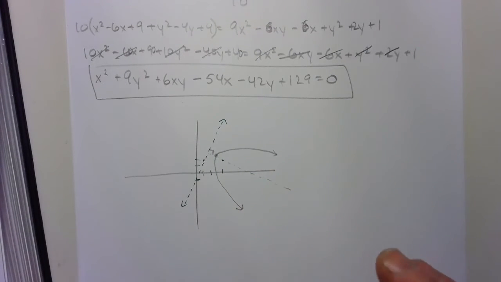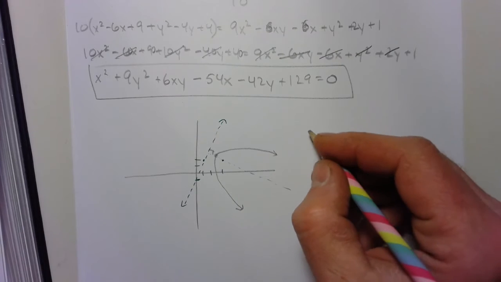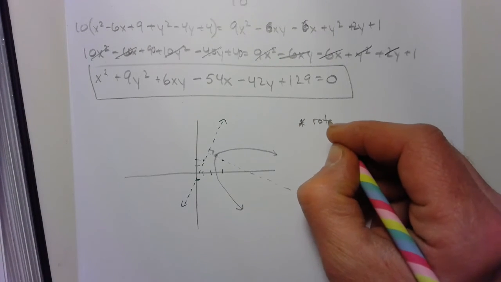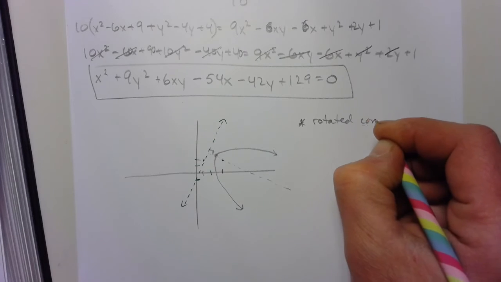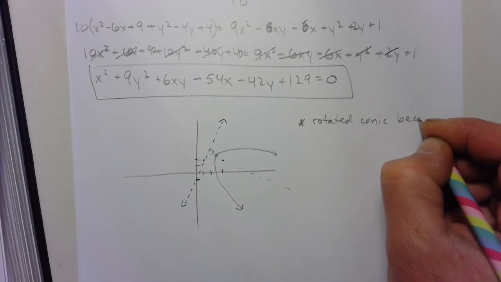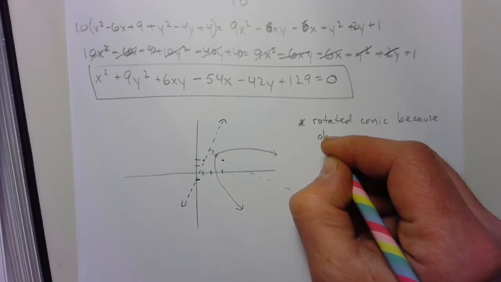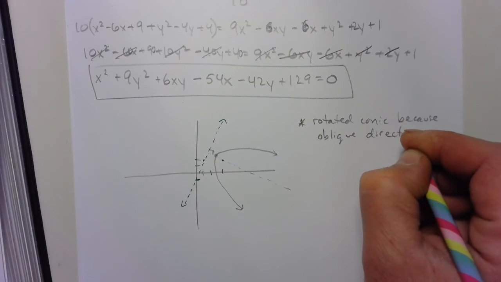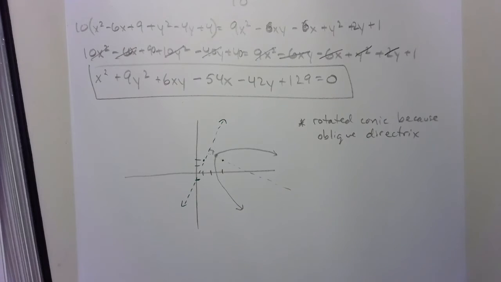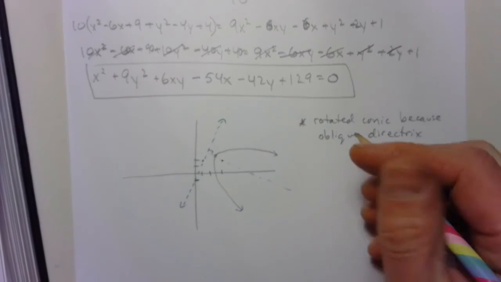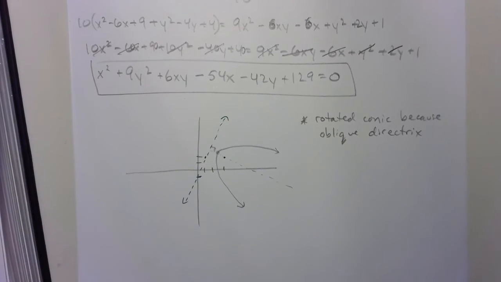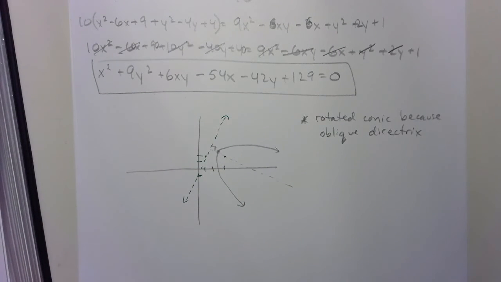So we see that we have a conic that's rotated, right? So the big takeaway from this is that we have a rotated conic because we have an oblique directrix. Anytime you have an oblique directrix, you are going to have a little different equation here. Yes, it has x squareds and y squareds in it. That's kind of different, right? But that's just because of that rotated conic.